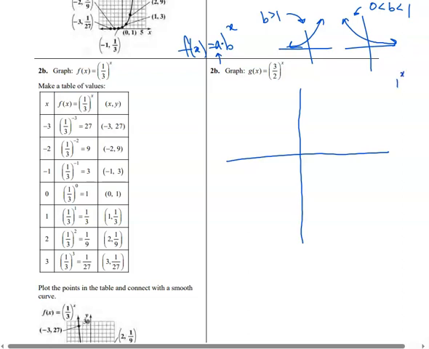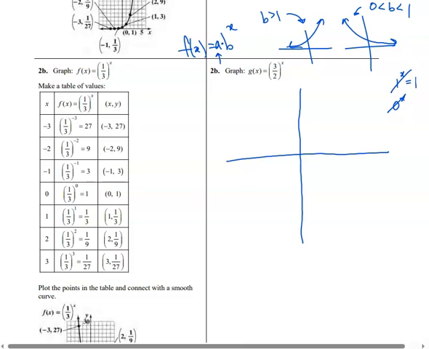1 to the x power, this would be a very boring function because it would just be the same thing as 1. And then 0 to the x power, it would just be 0, except for this one's actually undefined whenever x is equal to 0. So this also would be a weird one. We don't care about these graphs. We want to choose different bases.